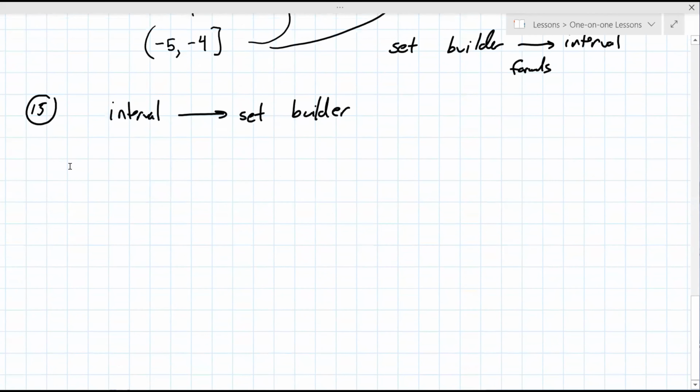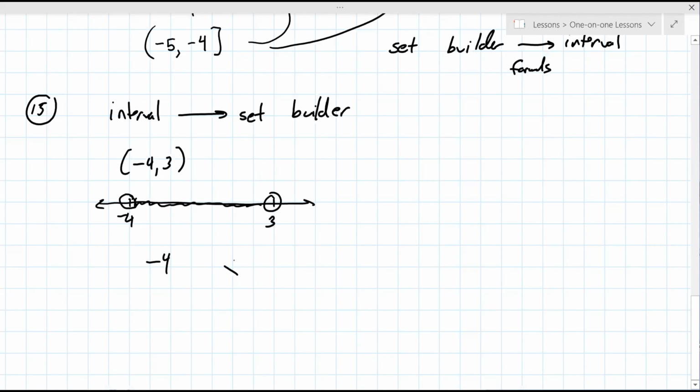So this one is -4 to 3. If you were to make a number line, there's -4, and there's 3. And you say, okay, well, there's an open circle, and it's everything in between. So -4, x, and 3. And because it's an open circle in both places, I get that symbol. And then you just have to add in that set builder part. Subset. Perfect.